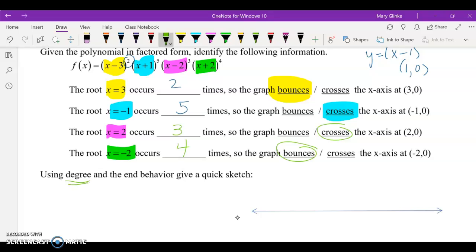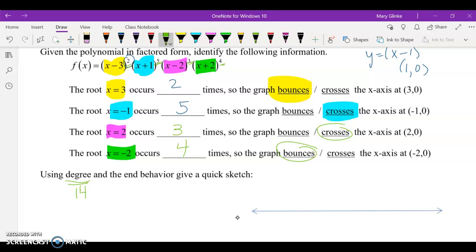First thing we need to know is the degree. So we are going to add together all of the number of x's that would occur if we multiplied them out. So we'd have 2 x's from the first, 5 from the second factor, 3 and 4 from the third and fourth factor respectively. If we add together all of those, our degree of this polynomial is going to be 14.